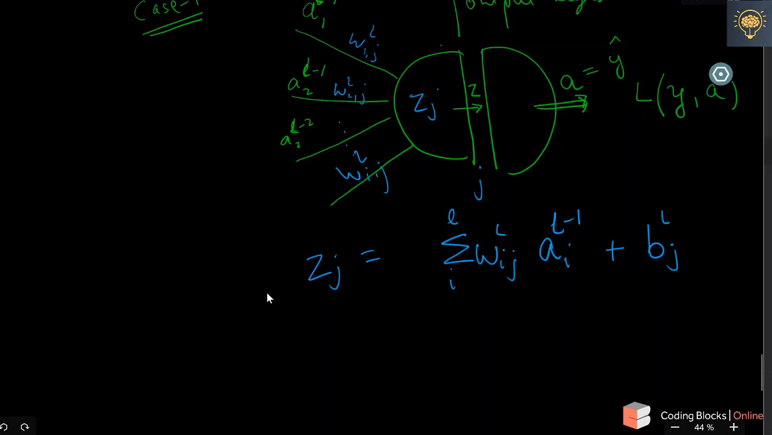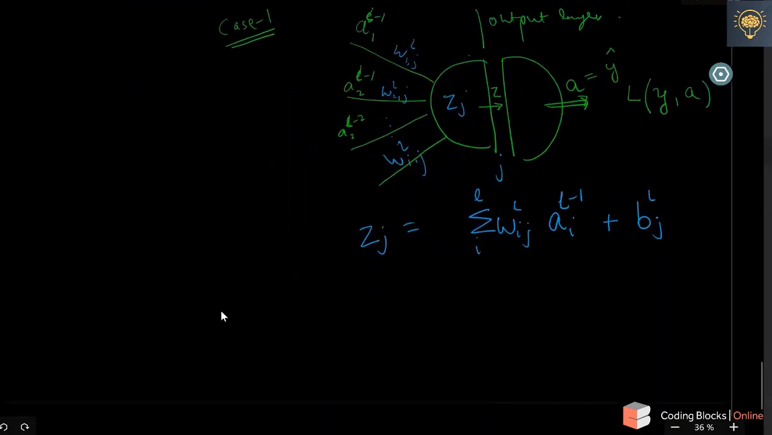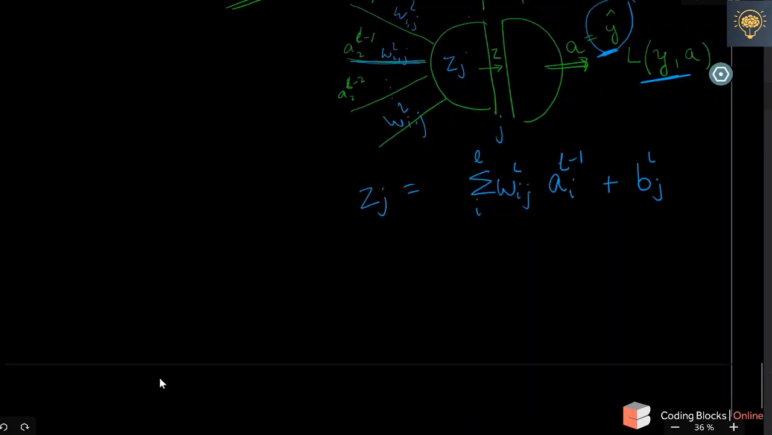Okay, so I want to analyze how this Y hat is related with, how does this Y hat change with W_{ij}? So we want to compute this term, the partial derivative of L with respect to W_{ij}. This is what we want to compute.